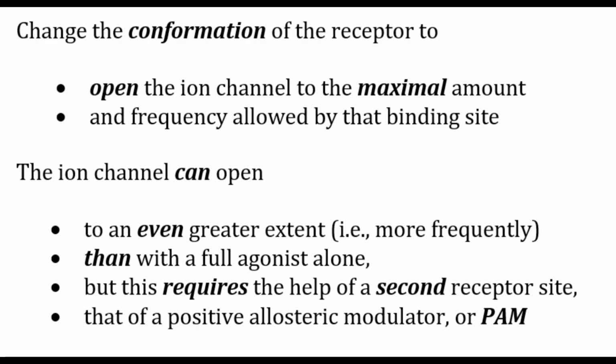This chapter also has the agonist spectrum, so let's revise it once more. As discussed previously, an agonist changes the conformation of the receptor to open the ion channel to the maximum amount and frequency allowed by the binding site. Now, an ion channel can open to an even greater extent, that is, more frequently than with a full agonist alone. But this requires the help of a second receptor site, that of a positive allosteric modulator or PAM.